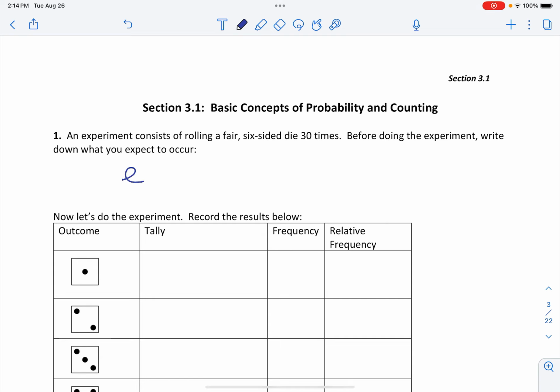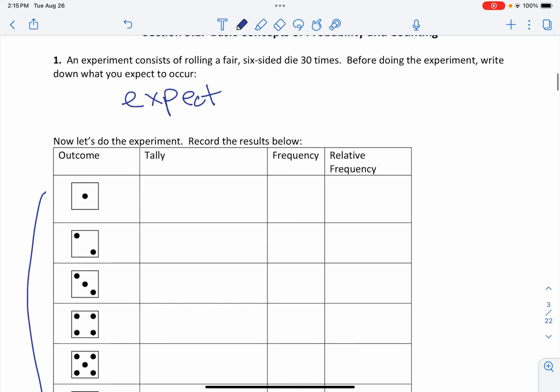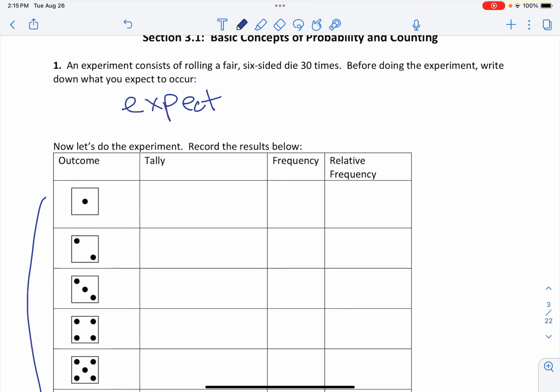But honestly, what we would probably expect is, if it's a fair die, to have the same amount of outcomes for each face. And if you're unfamiliar with dice, it's a cube that has 6 sides, and the sides look like this right here, right? And those represent the numbers 1, 2, 3, 4, 5, 6. So we would expect to have the same number of outcomes for each of the 6 sides. And since there's 6 sides and we're going to roll it 30 times, we would go 30 divided by 6. We'd probably expect to see 5 of each.